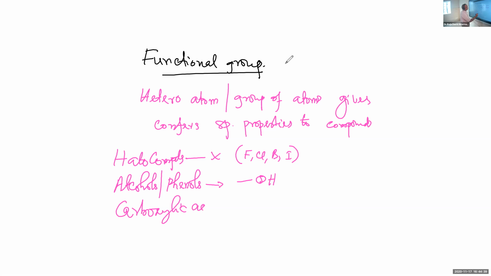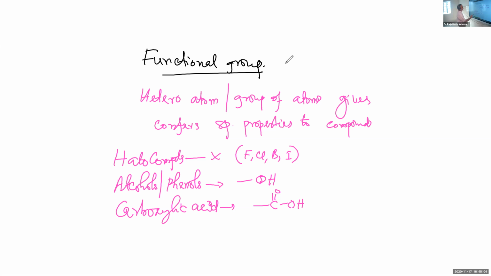Carboxylic acids. We remember the group is a C double bond OH group. That is the carboxyl group, COOH group. All the carboxylic acids have the same chemical properties, and it is due to the presence of this common group in the carboxylic acids.